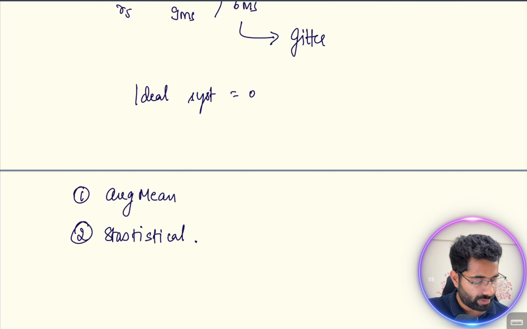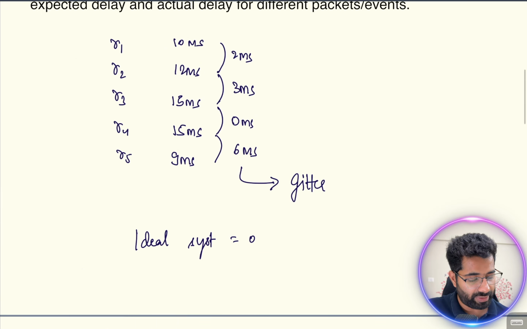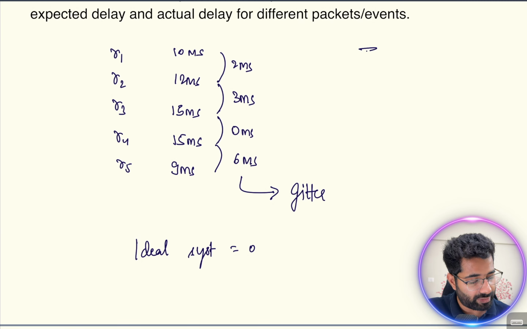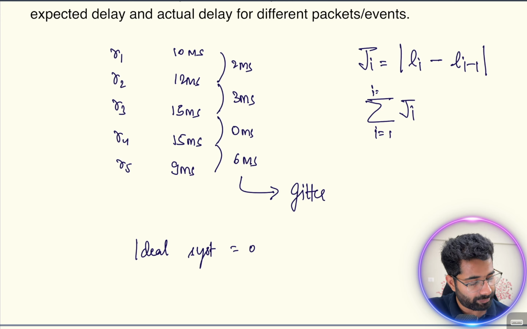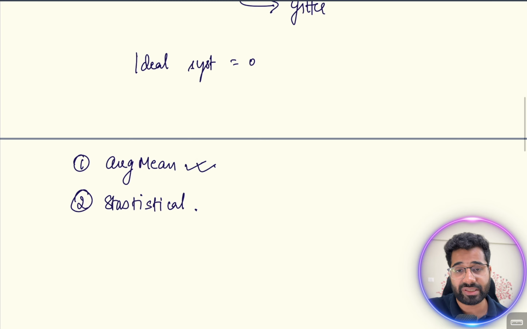So how do we calculate via an average mean method? The jitter of the ith request is calculated as the difference between the latencies of the present request and the last one request, and taking a modulus of that. Why modulus? Because jitters are always positive. Now if you take an average of all the request jitters, it gives me the mean jitter. This is how the average mean jitter is calculated.